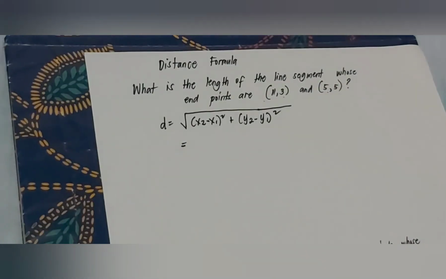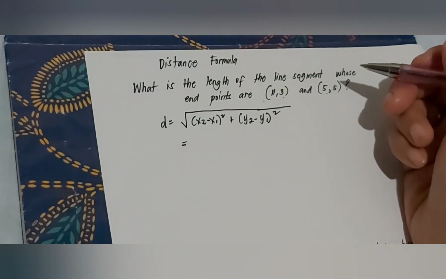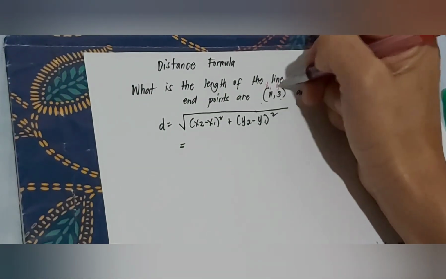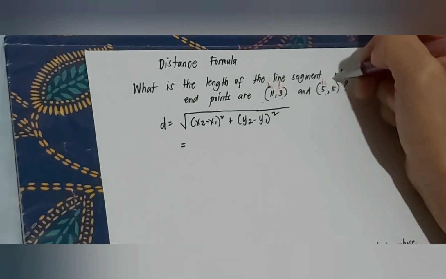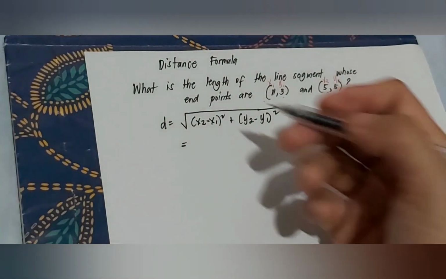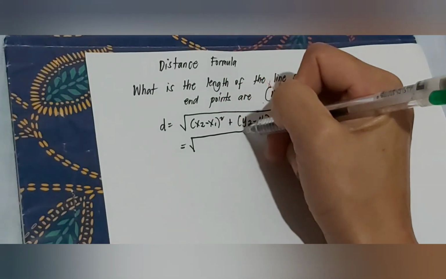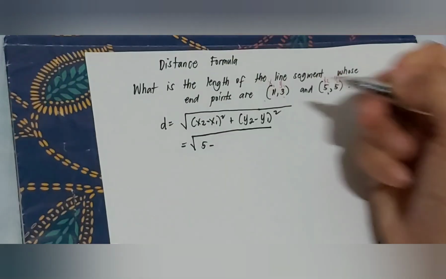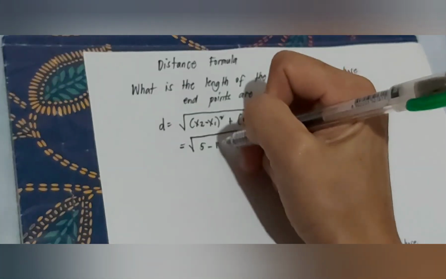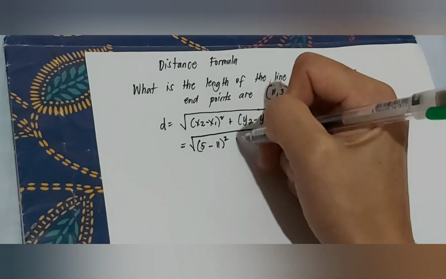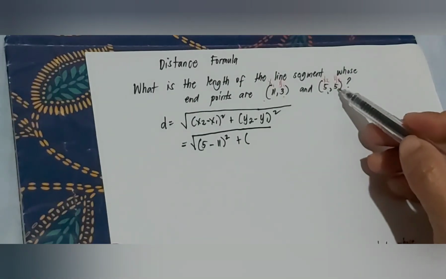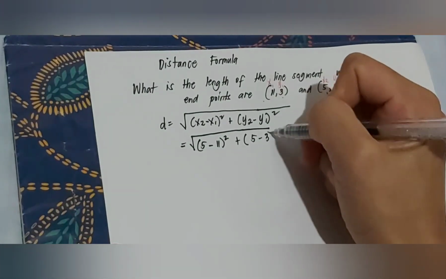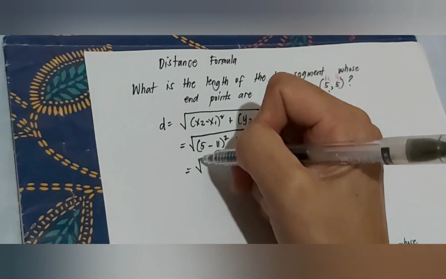And then substitute lang. So, much better that we label our given ordered pair. This is x sub 1. This is y sub 1. X sub 2. This is y sub 2. Okay. Then proceed to substitution. X sub 2 is 5 minus 11 squared plus y sub 2 is again 5 minus 3. Then squared. Proceed.